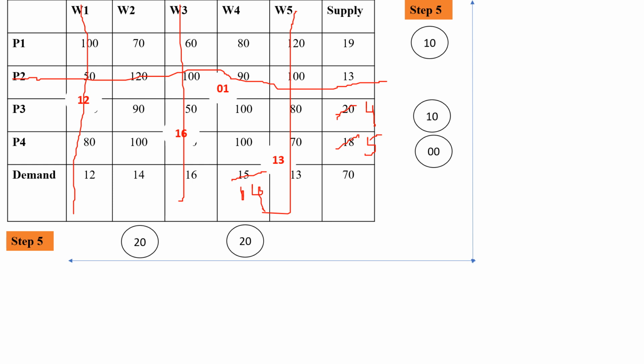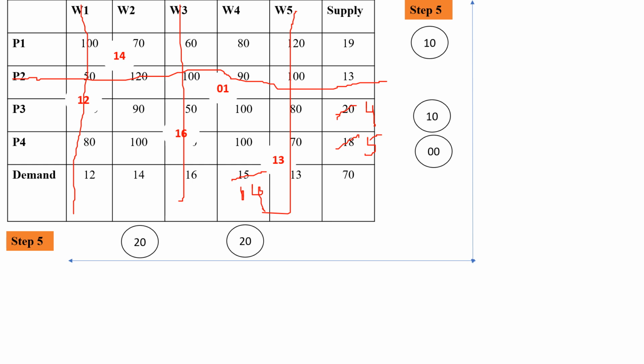W4 the difference is 100 minus 80, that is 20. You just check that here there are 2 entries, the highest difference is 20 and 20. The rule says that where the per unit cost is lesser over the other one, out of the 70 and 80, 70 is the lesser one, so allocation should be done to 70.